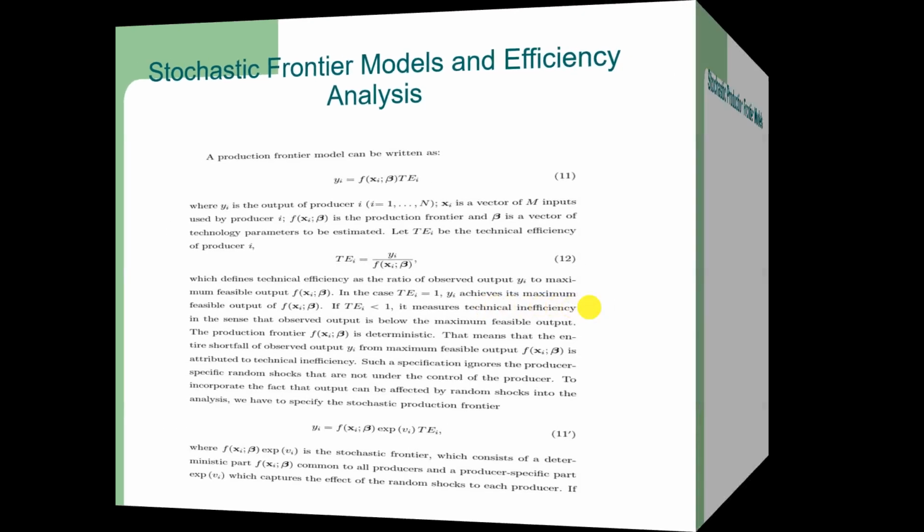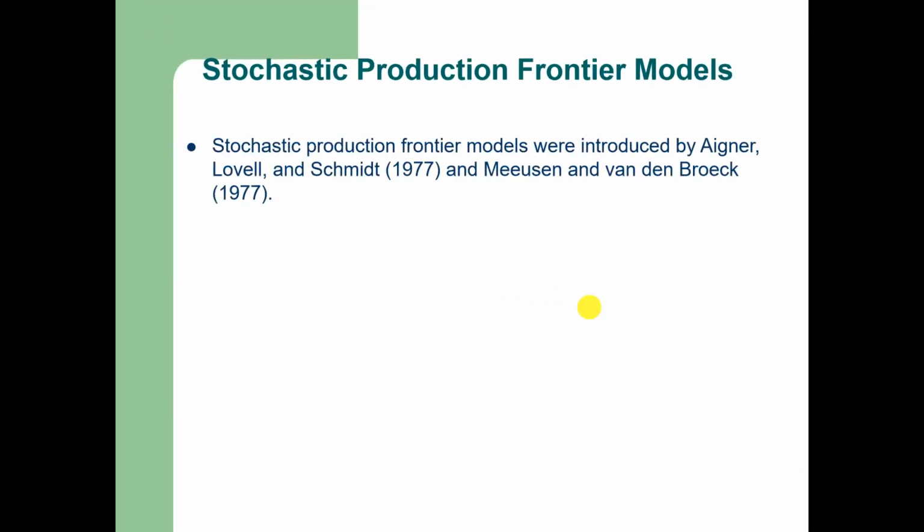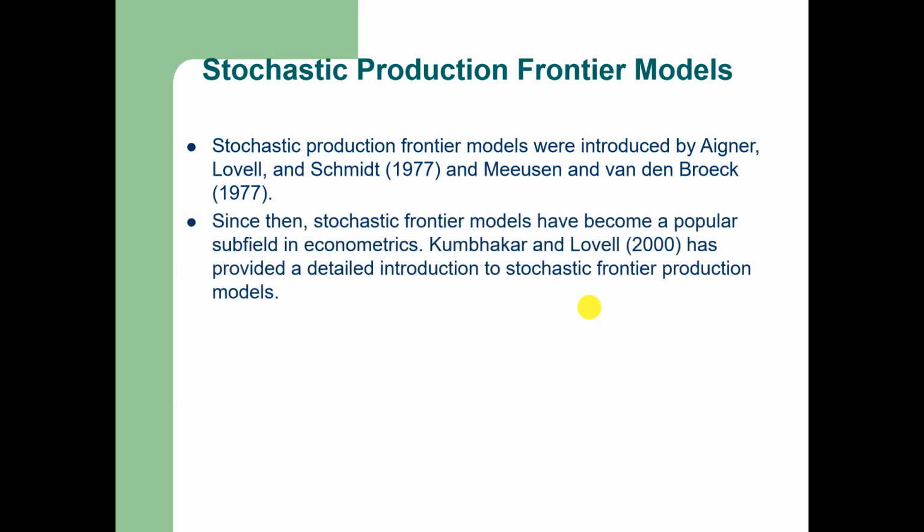In order to explain it further, we may know that stochastic production frontier models were originally introduced by Aigner, Lovell, and Schmidt in their 1977 paper, and by Meeusen and Van den Broeck in their 1977 paper as well. Since then, the stochastic frontier models have become a popular subfield or sub-branch in econometrics. Later on, Kumbhakar and Lovell in 2000 provided a detailed introduction to the stochastic frontier production models.